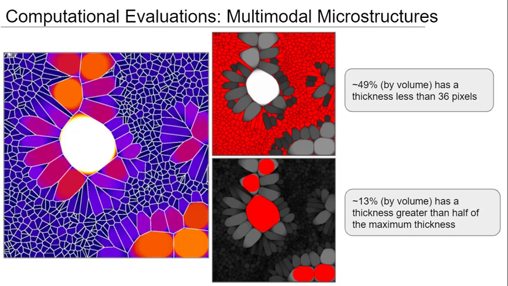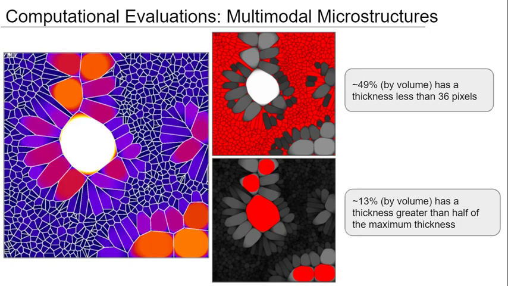Because these thickness distributions describe the thickness of the grains so precisely, it makes it much easier to threshold these images, because really all it is is a 3D plot. So you can threshold this image, and you can very easily take a look at what the volume percentages are for grains of certain thickness. So in this multimodal microstructure, about 50% by volume of the microstructure has a thickness less than 36 pixels, and about 13% is greater than half of the maximum. Now this is super cool, because this ends up being a super important metric in Ti-6-4.